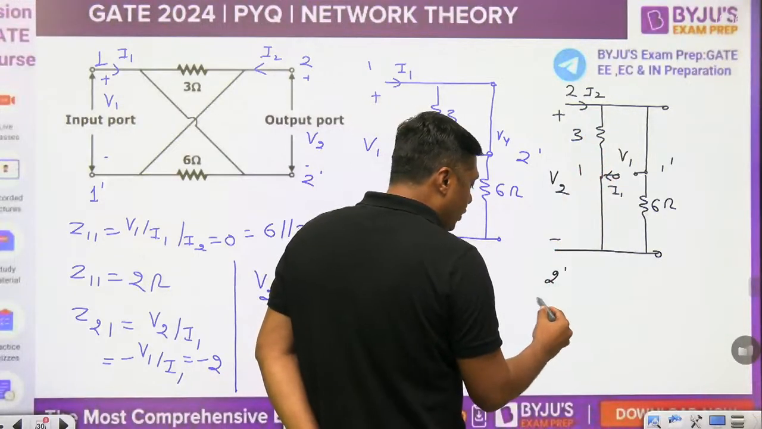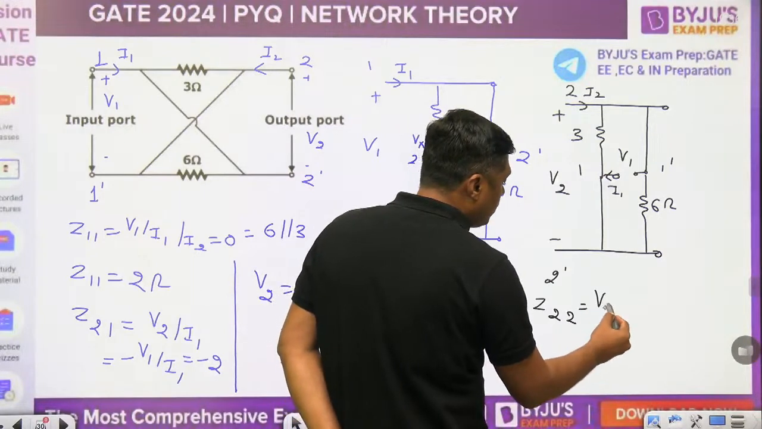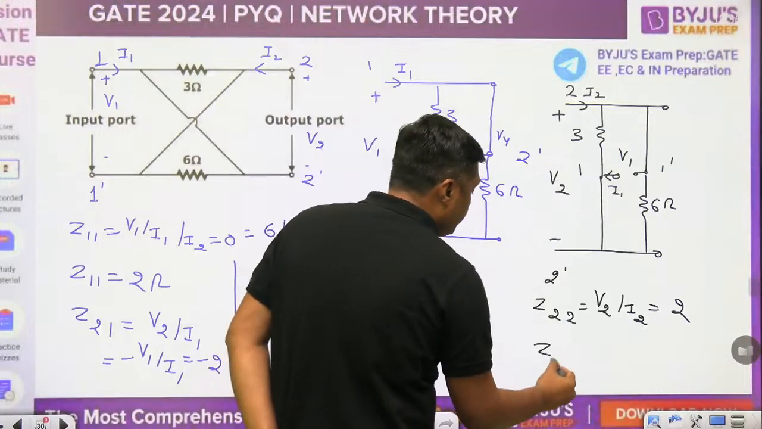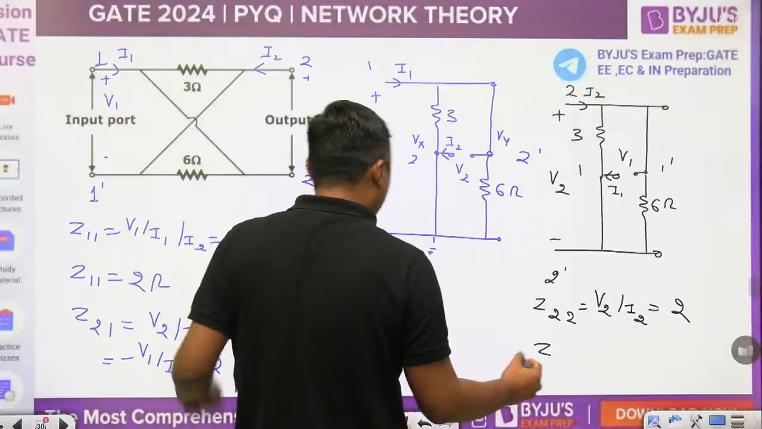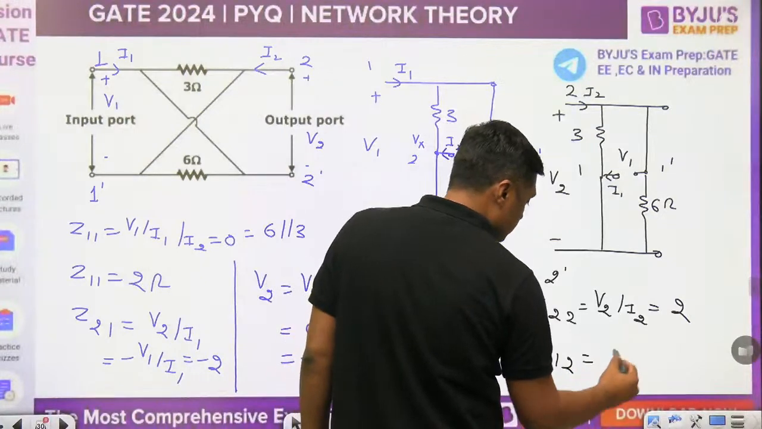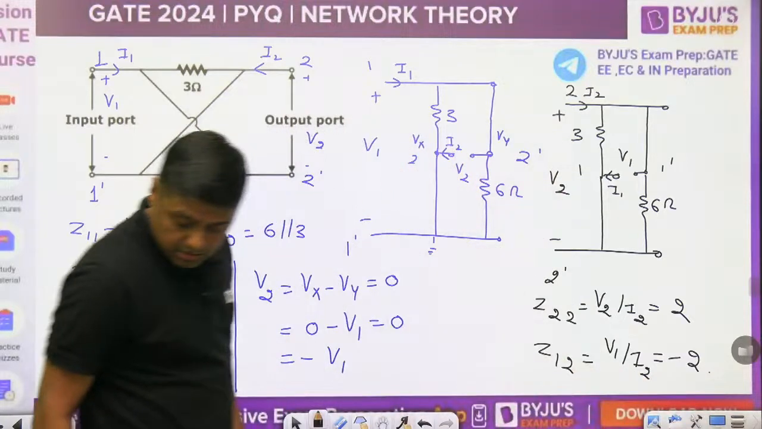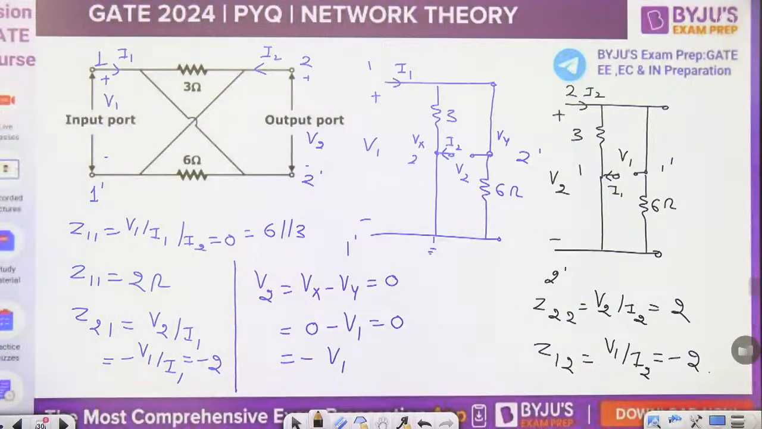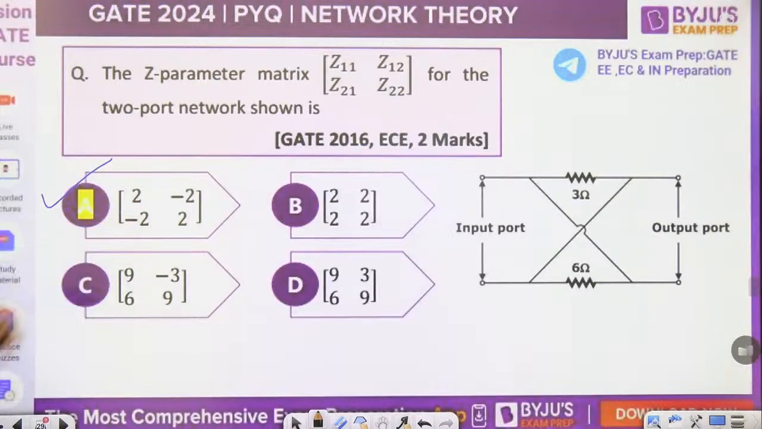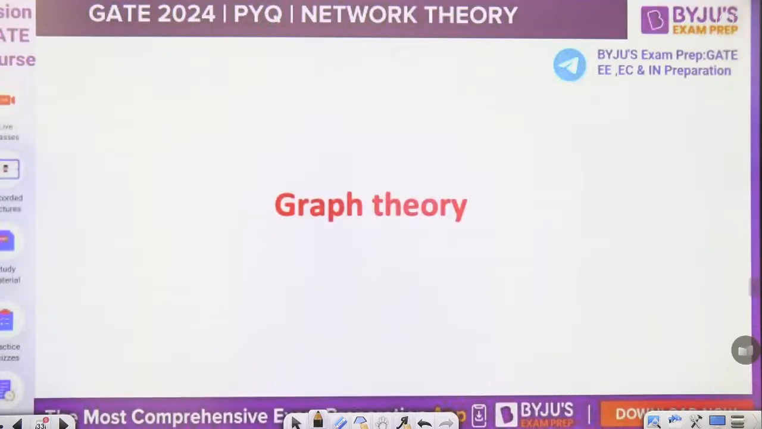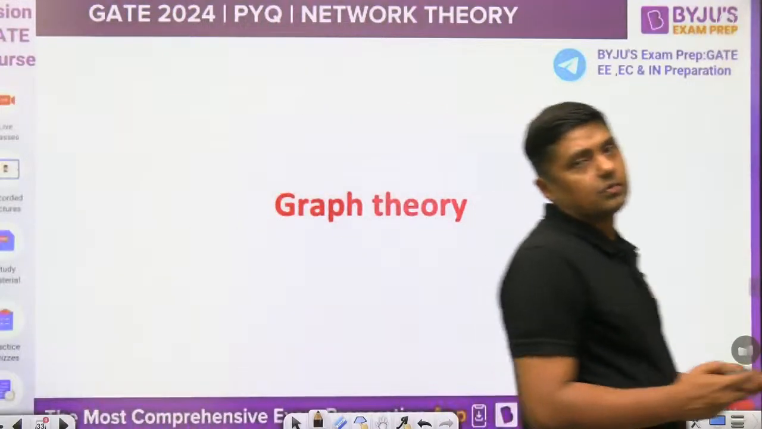Again, you will get the two values Z22, V2 by I2, that is equal to 2. And Z12, this one, is minus 2. Same answer. Okay. Redraw the diagram and you will get the answer for this question: 2, minus 2, minus 2 and 2. Then next question. So look, on 2-port network, easy questions.